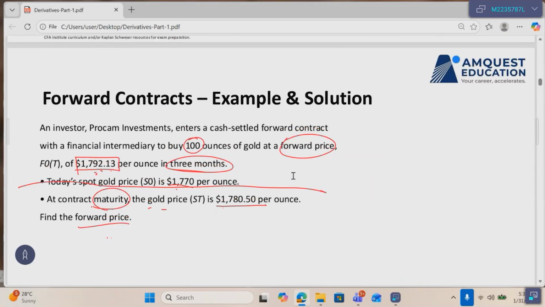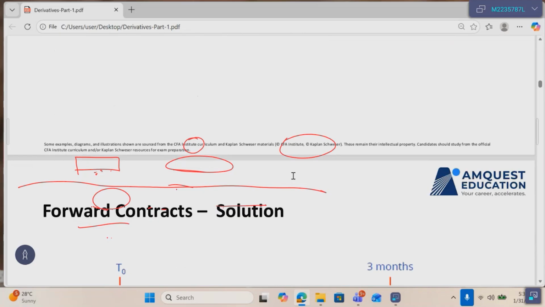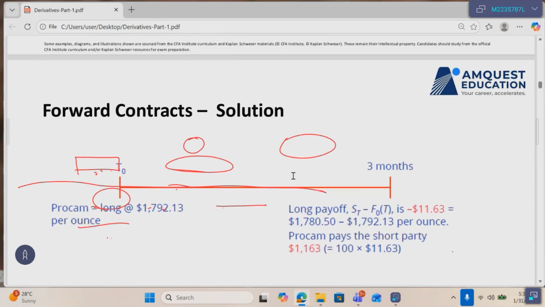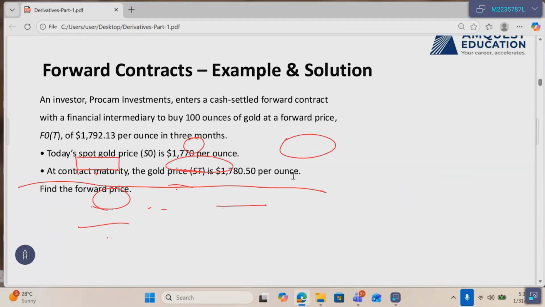1792, spot price 1770, contract maturity is 1780, right? After 3 months. So effectively, how much is the amount that he's going to pay off, or rather settle for? Now, if you look at this, let me quickly show the example. Today it's 1780, today it's 1770, but honestly, this is pretty much useless.